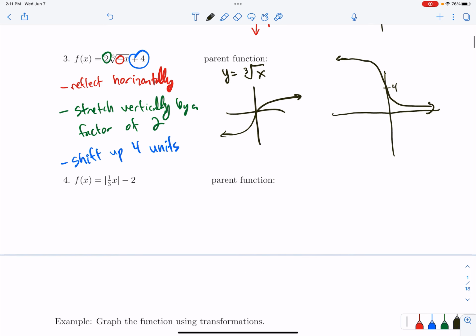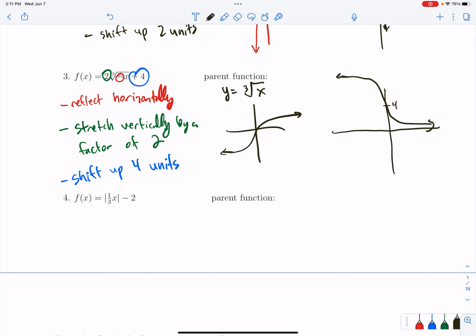Okay, and then we have one last one. This parent function is the absolute value function, which looks like this. And then we have two transformations. We have this 1/3, and what that is doing is multiplying all of the horizontal factors by 1/3. So when we multiply something by 1/3, it's getting compressed.